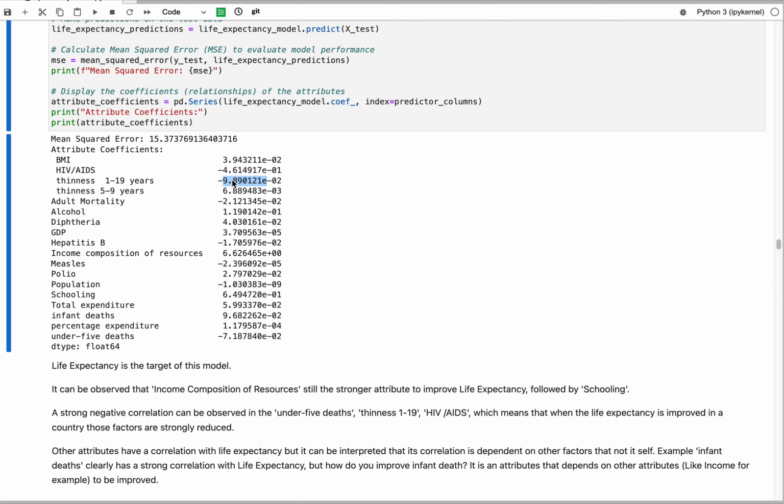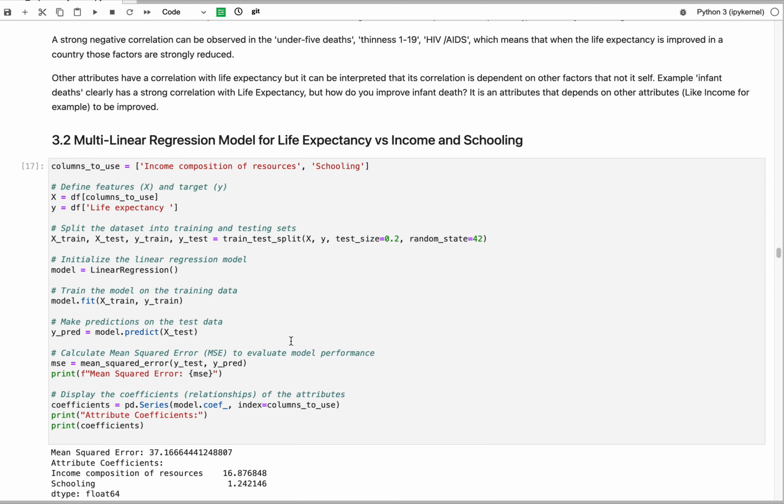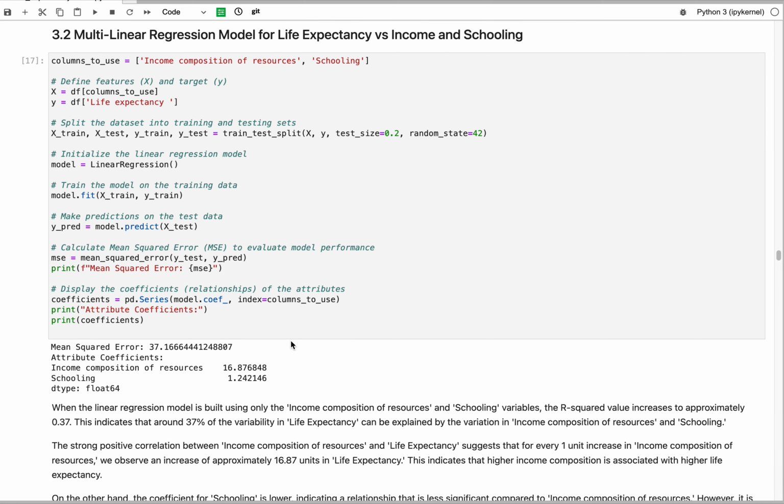And thinness and death are things that are predicted to affect life expectancy, but how do we change that? So then we go back to the track of income composition of resources and schooling. And here it shows total expenditure, but we already ruled that one out. Here's the multilinear regression for life expectancy and income.